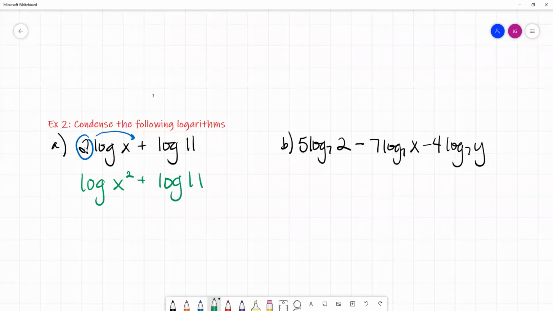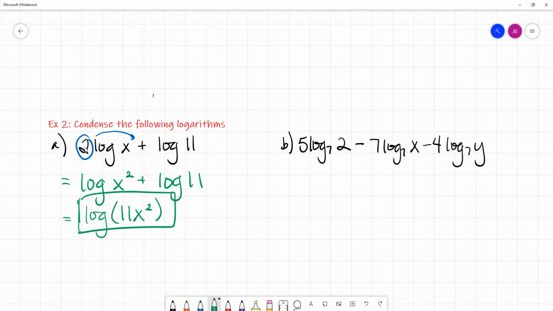Oh, now I have no coefficients, no number in front. Now I can go ahead and use that property. When I see plus 2 logs, that's going to be taking the inside, so in this case, 11 and x squared, and multiplying them. So I get 11x squared. And that's it, right? Our goal was to rewrite it as just a single log. And so that's all we have to do.